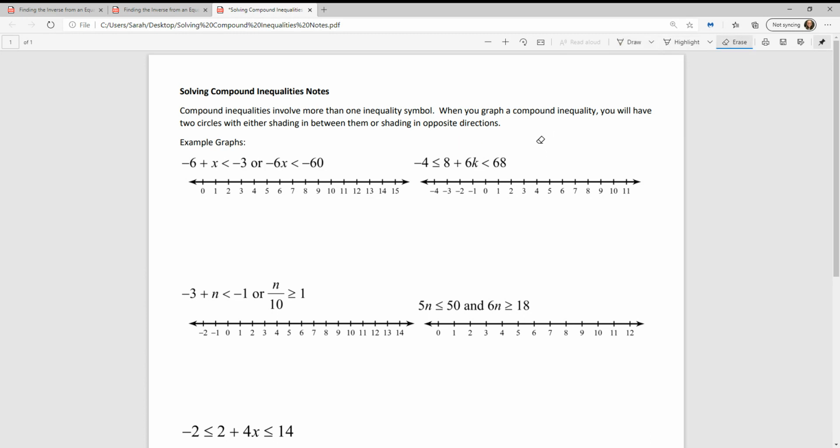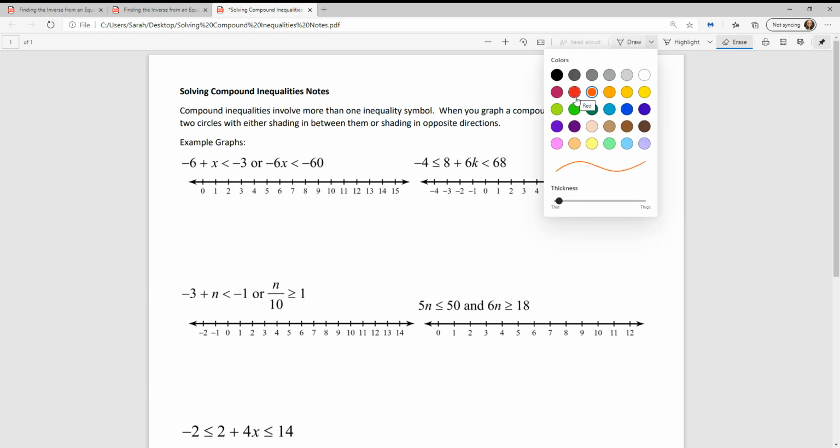When you graph them, instead of a regular inequality where it's just one circle with shading either to the left or the right, because we have two inequalities, we're going to have two circles, either open or closed, and then shading either in opposite directions from the circles or in between the two circles.